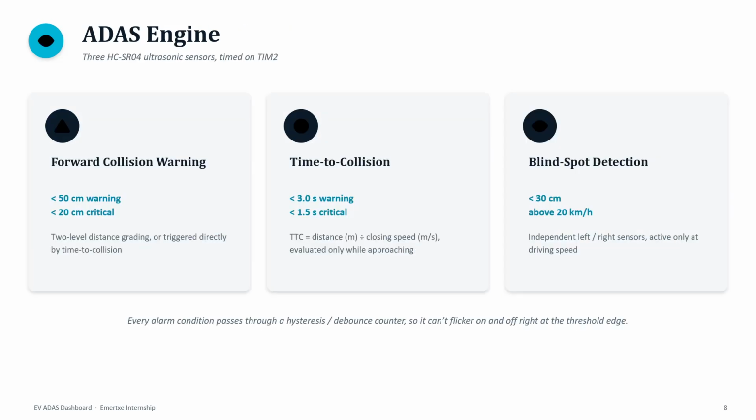The ADAS engine also consisted of 3 main things, the first being forward collision warning. It measured the distance between the car in front and also estimated if there was going to be a collision, then the time to collision, and it also used ultrasonic sensors to measure blind spots, such as to detect if there are any cars in the blind spots.